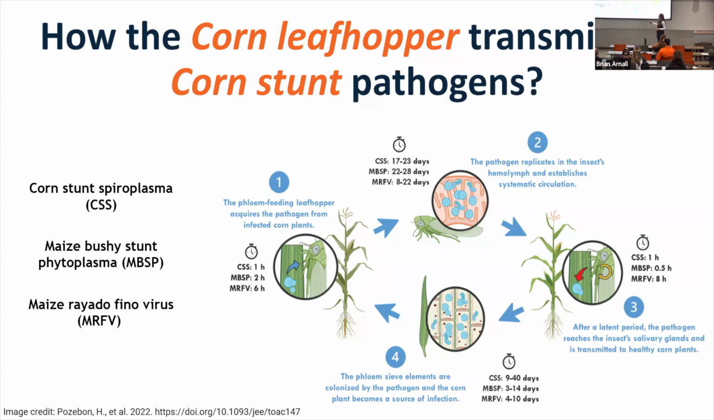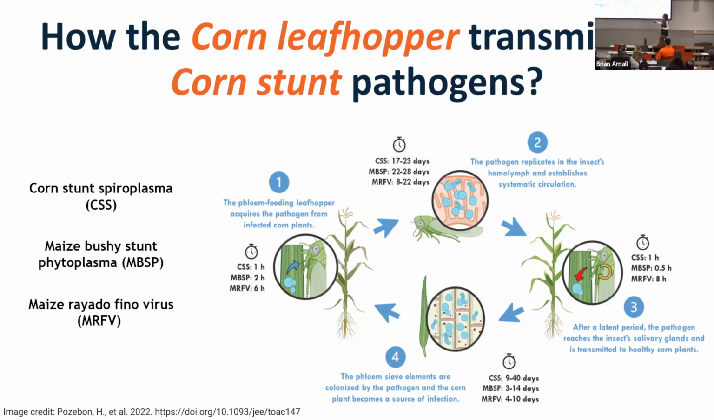When you see CSS in this image, it refers to corn stunt spiroplasma. When you see MBSP, it is maize bushy stunt phytoplasma, that's another bacteria. And these letters, MRFV, refer to maize rayado fino virus. So let's start here in number 1.